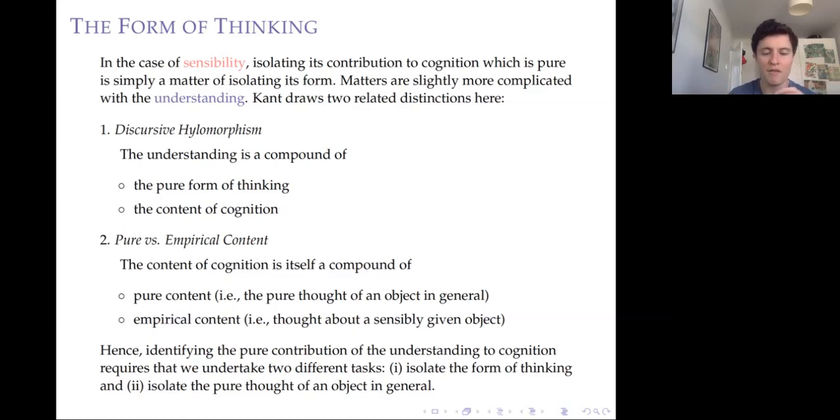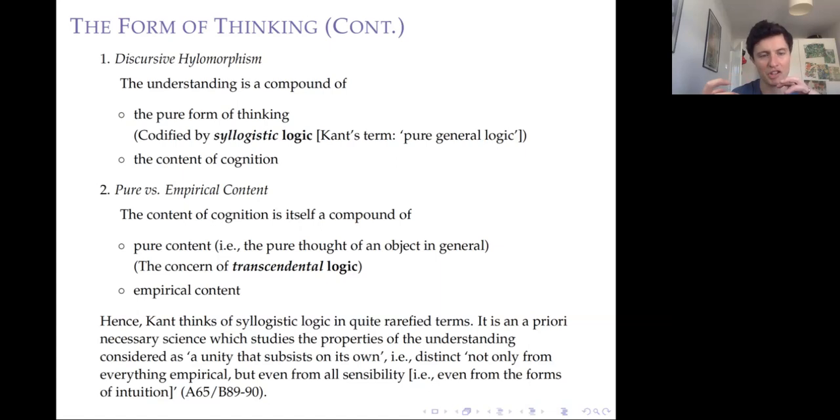This is to be distinguished from empirical content, which is thought about a sensibly given object. So insofar as we can separate out these two aspects of a cognition, which are contributed by the pure understanding, the pure form of thinking on the one hand, and the pure content involved in the pure thought of an object in general, we have two correspondingly distinct sciences.